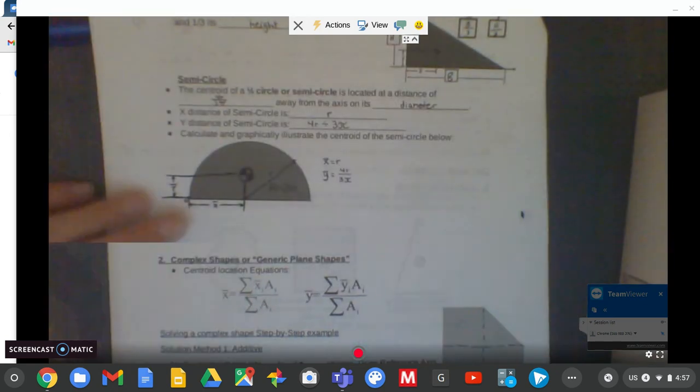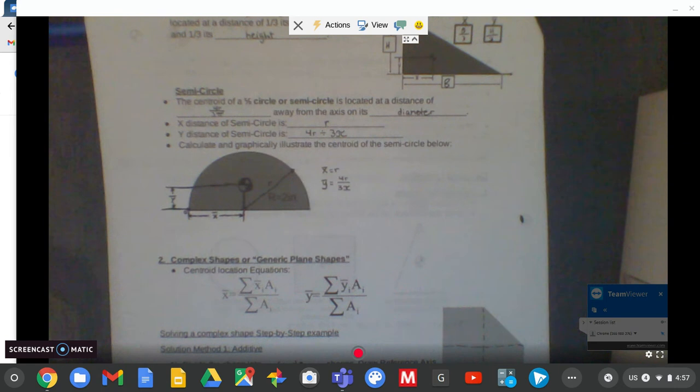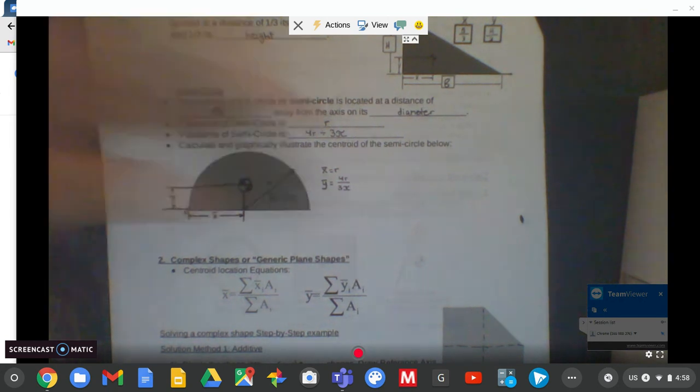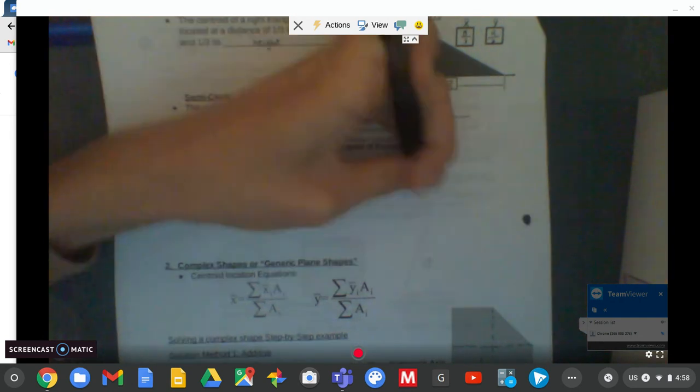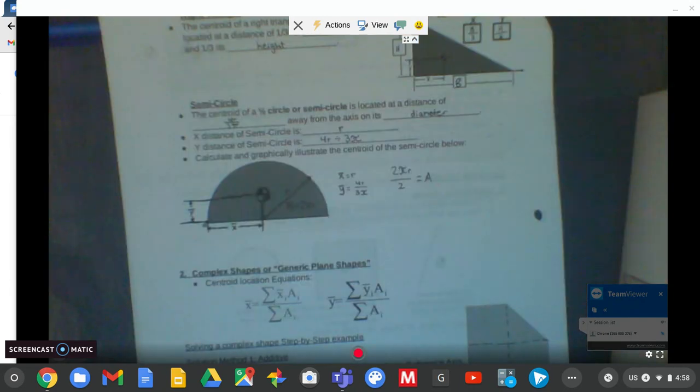Now the semicircle. This is a little bit more complicated. To find the area of a semicircle, you need to do pi r squared, because that is the formula for a circle, but then you divide it by 2. Just like a triangle is half of a rectangle, a semicircle is half of a circle, so you have to do the circle formula and divide it by 2. So it's pi r squared divided by 2. That's area.